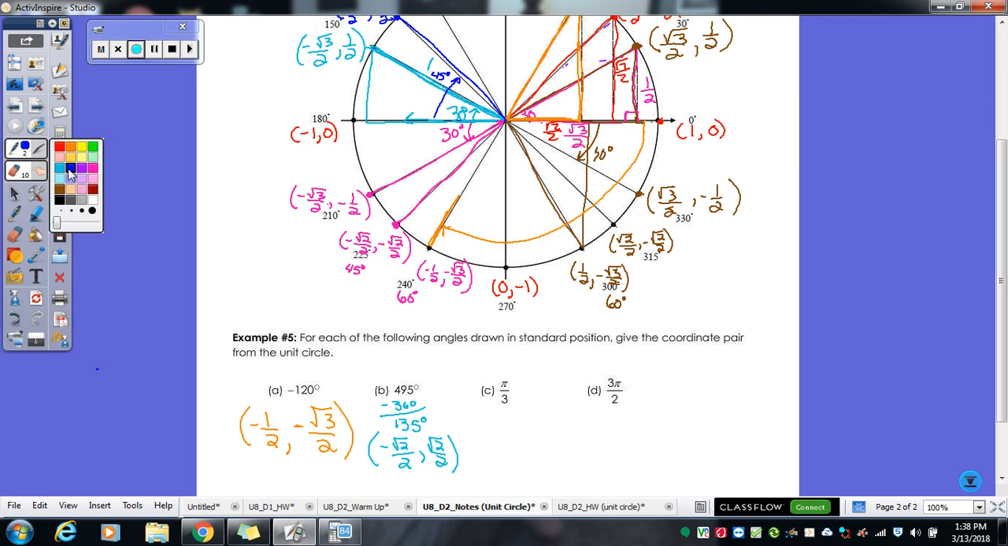Pi over 3, I want to convert that to degrees. So 180 divided by 3 gives us 60. So we just got to figure out what are the coordinates of our 60. It'd be 1/2, comma, radical 3 over 2. You just look at your 60 up above. What if we don't have this? Oh, you should always draw it. That's the way it's going to help you remember it. This is a really big drawing. Yes, but the values all repeat.